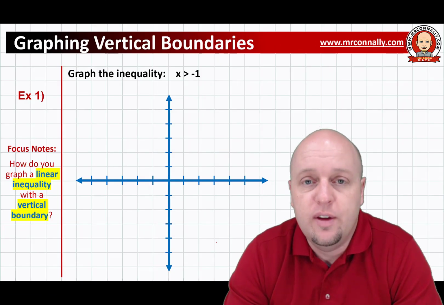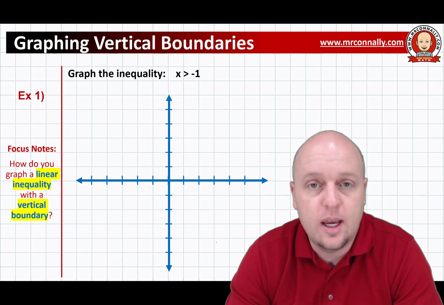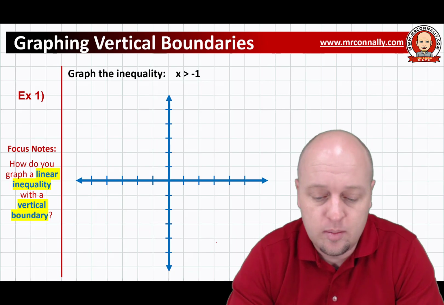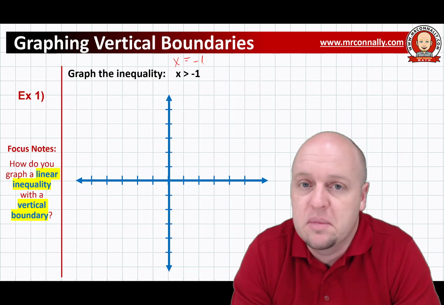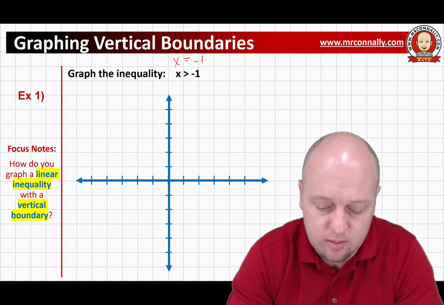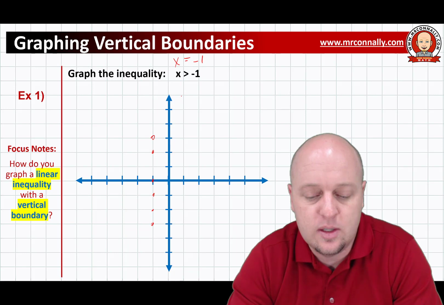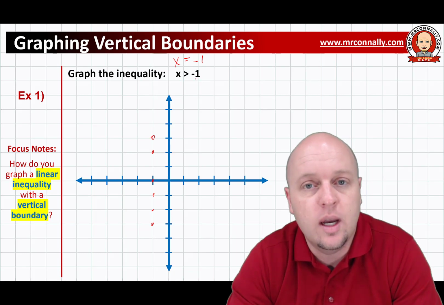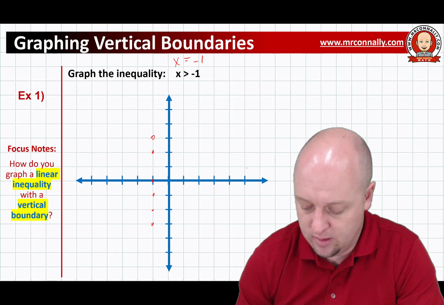Example 1, graphing vertical boundaries. We want to graph the inequality x is greater than -1. Okay, so I normally would think of this as x equals -1. What would that look like? It's a line where all the x's equal -1. So that would be right here, and right here, and right here, and right here. Now this is saying x is not -1, but it's greater than it. So that means all the answers to the right of it are going to be it.